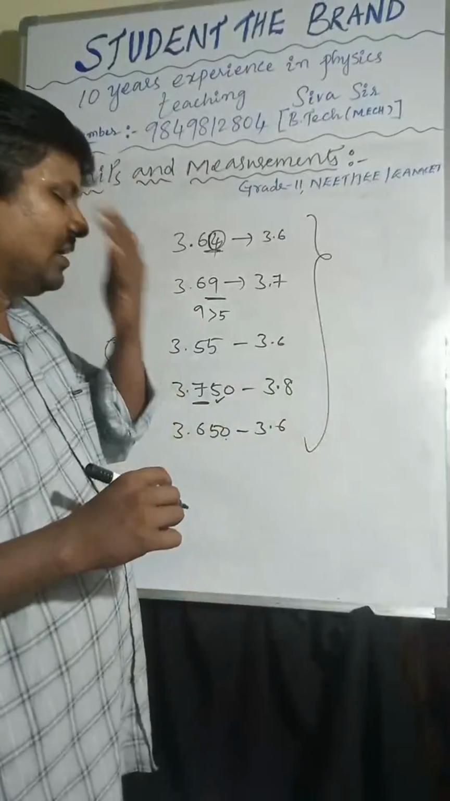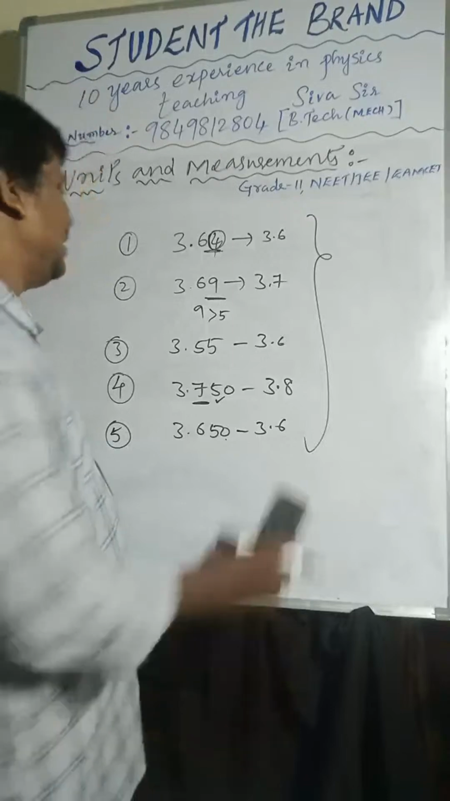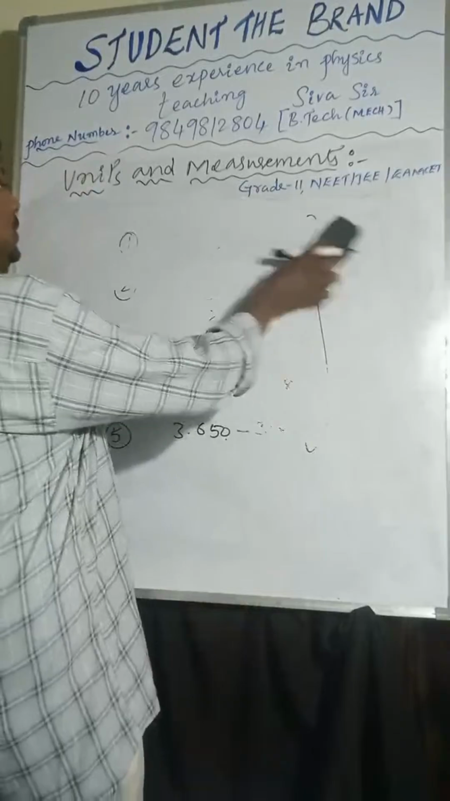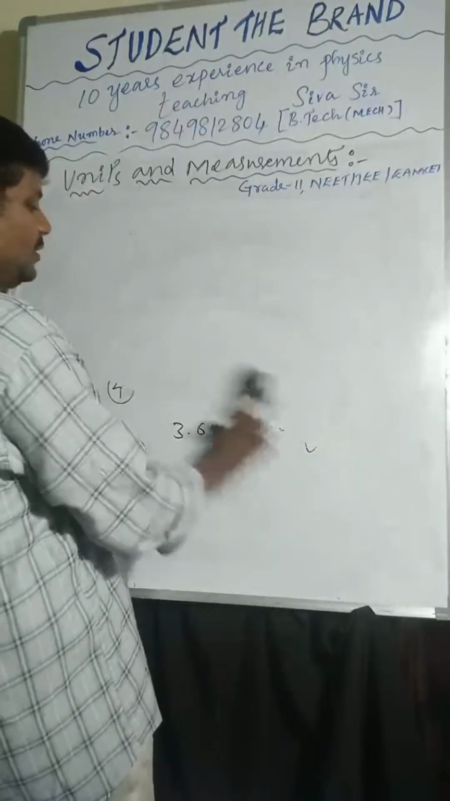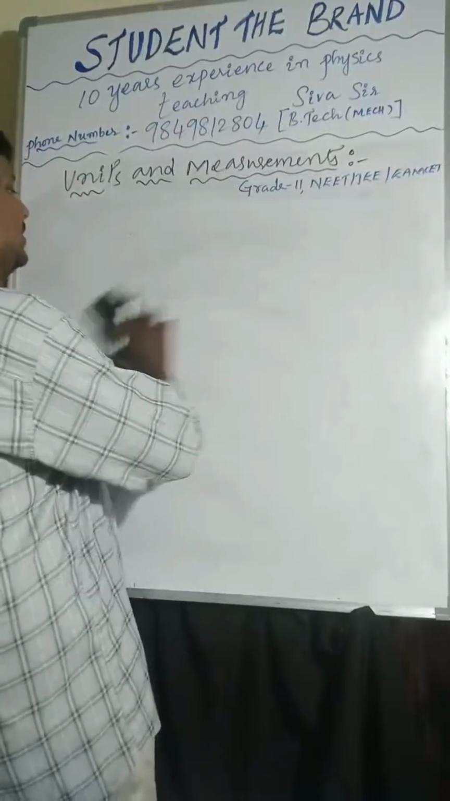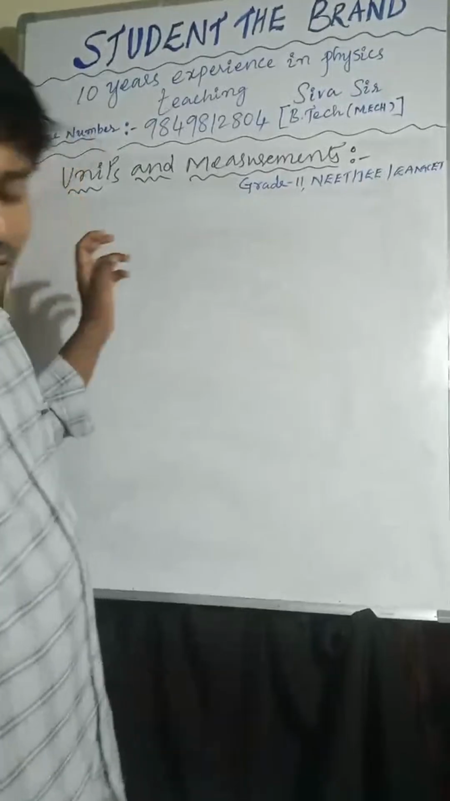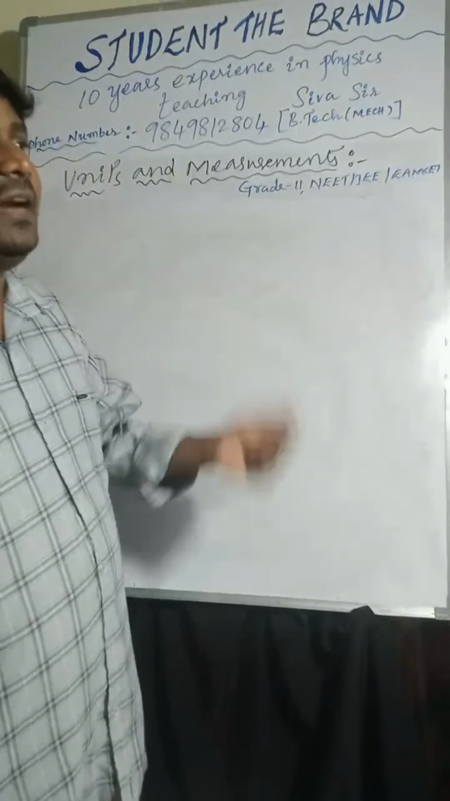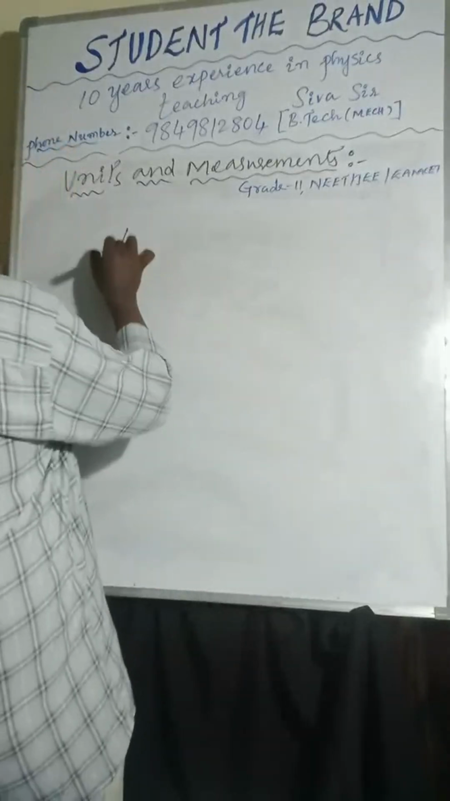Errors are of 4 types. Errors arise from the lack of accuracy in the measurement, due to the limit of accuracy of the instrument. The 4 types are absolute error, mean absolute error, relative error, and percentage error.